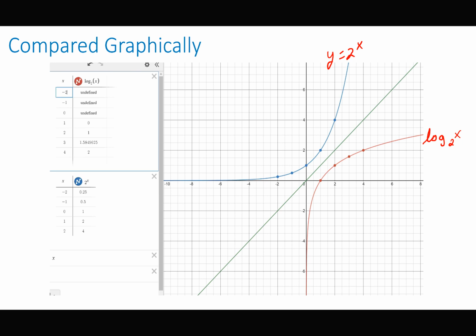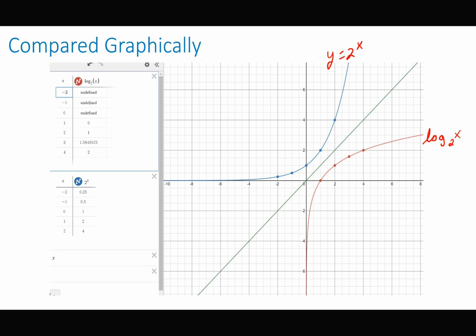So 0, 1 would be right here, 1, 0 would be right here. And again, because they're inverses, they reflect over the line y equals x. Every single point is just going to be switched. This is driving home the idea that logs and exponential functions are inverses of each other. But that's a good thing because every single point is just switched.